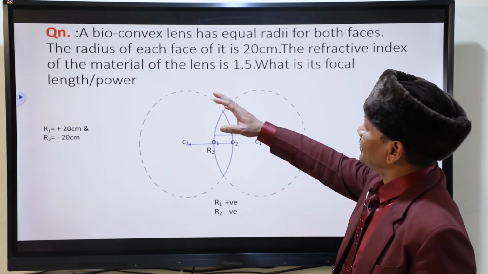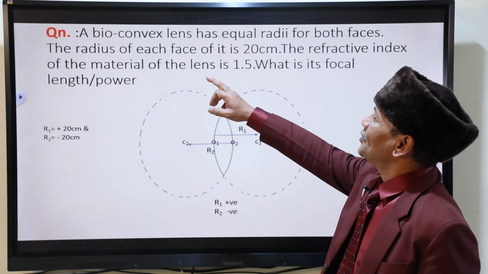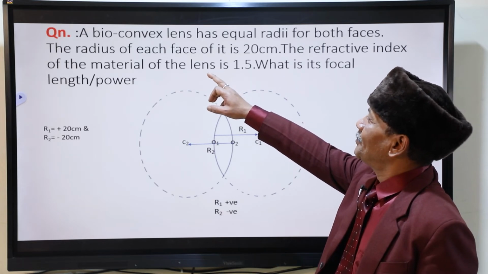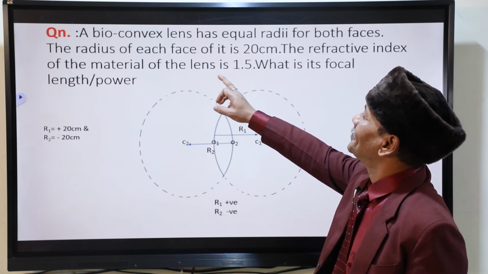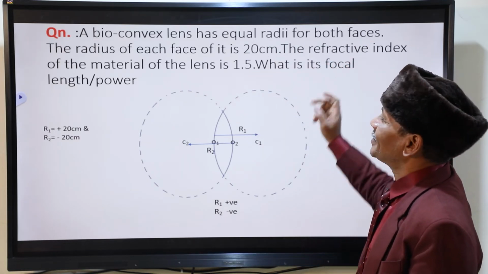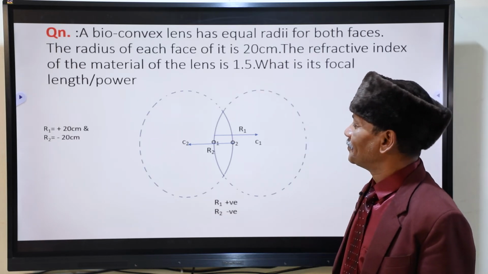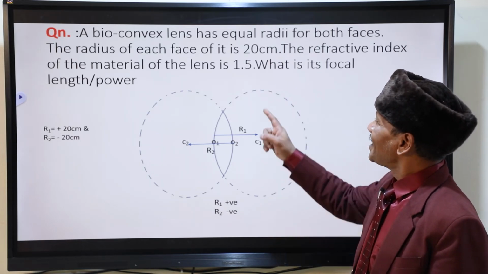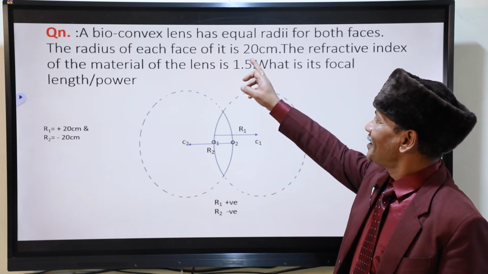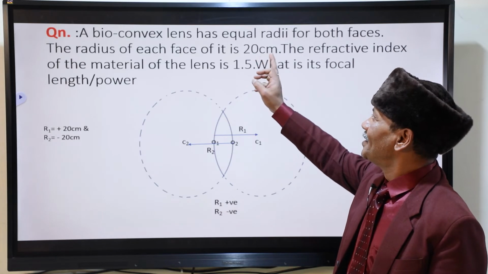This question is most important. Question you can see. Most important and most simple. A biconvex lens has equal radii for both faces, and that radius has been given to be 20 centimeter. What mistake do we make? We directly take the value R1 is equal to 20, R2 is equal to 20.